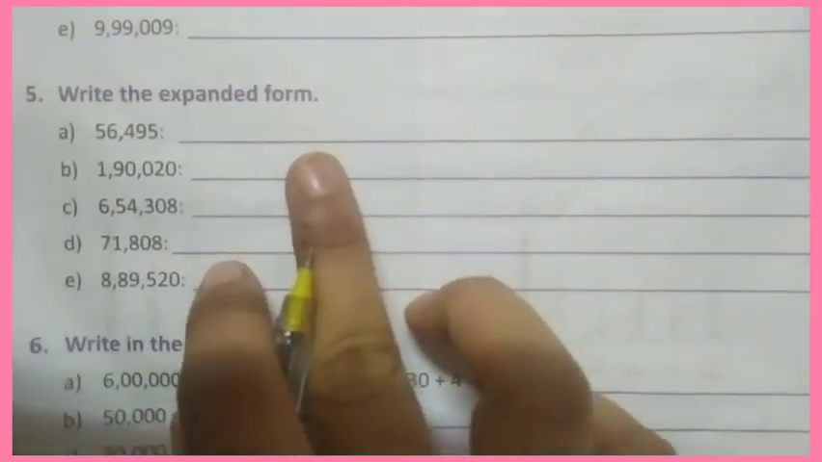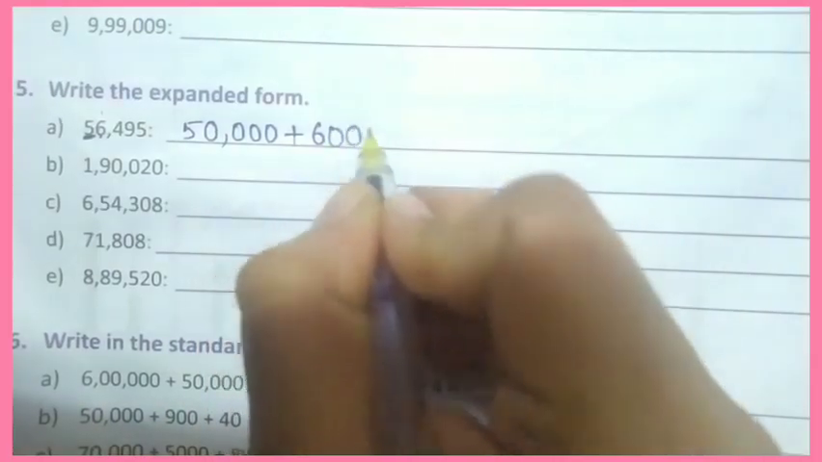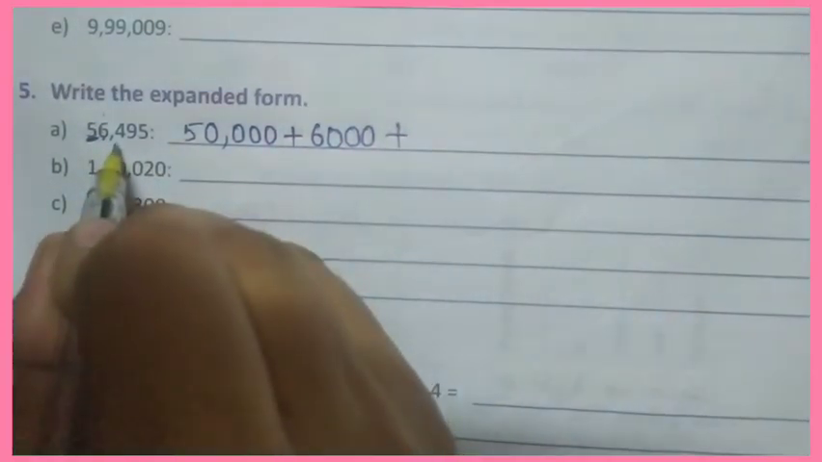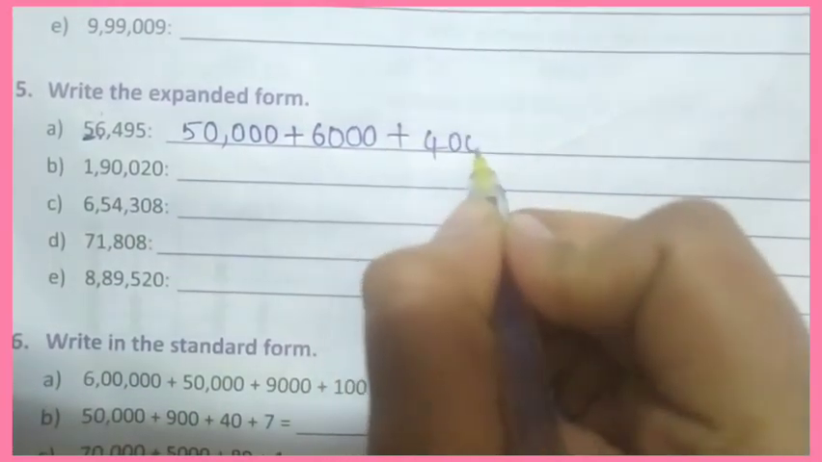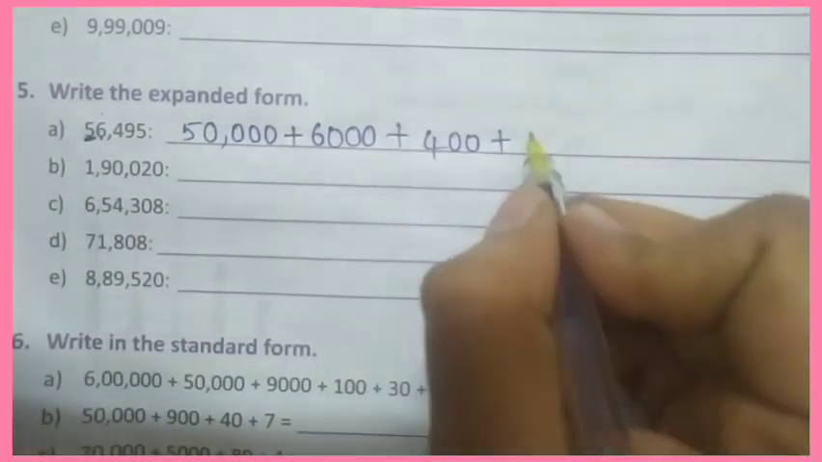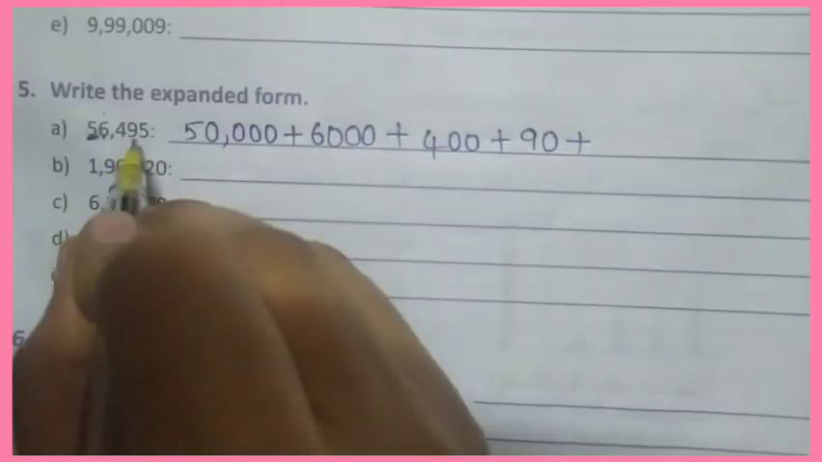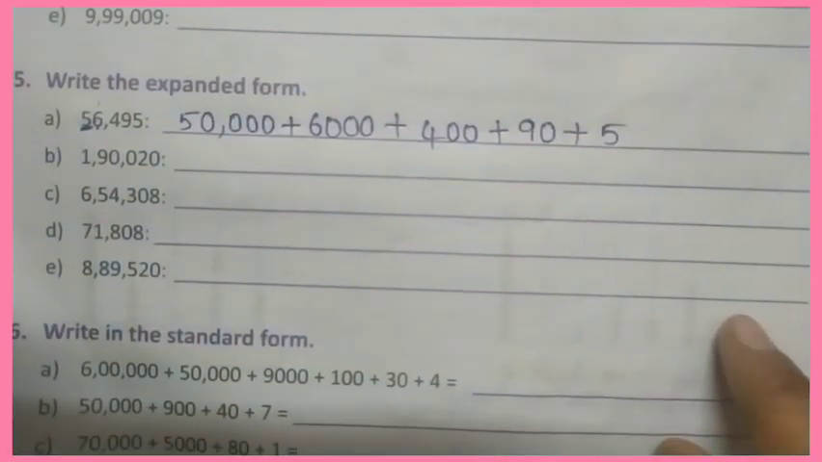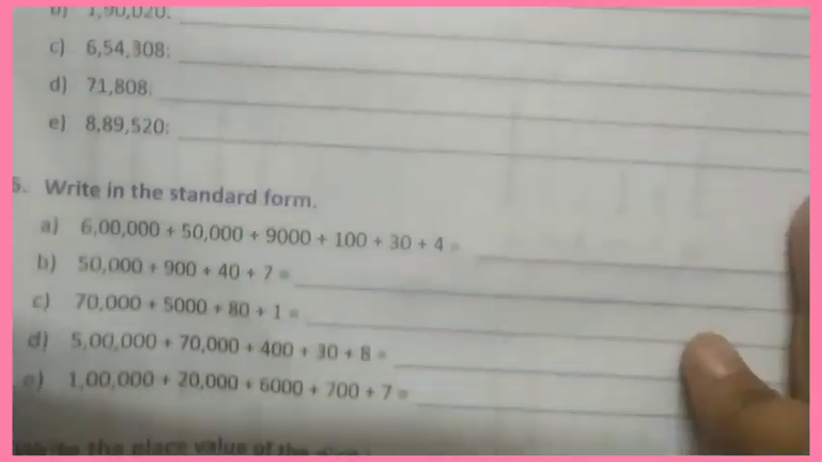This is expanded form. Okay, what is the place value of 5? 5 is in the 10,000s place. So 50,000 plus next 6. 6 is in the thousands place. So 6,000 plus 4 is in the hundreds place. So 400 plus 9 is in the tens place. So 90 plus 5 is in the ones place. 5. This is expanded form. Like this you have to complete all of these.